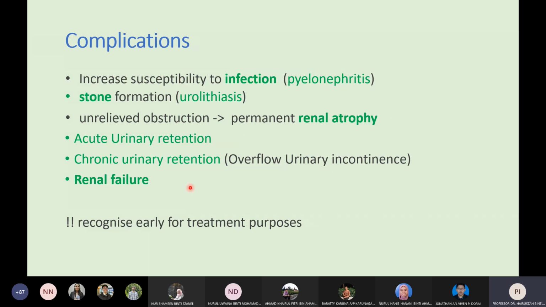The other is chronic retention, more gradual, not as acute. That can lead to overflow urinary incontinence. The bladder is full, but for some reason the patient cannot evacuate normally. So it will sometimes trigger when they cough, the urine comes out. That's what we call overflow urinary incontinence. But of course, at the end, this is a last complication that we want to avoid in such patients.